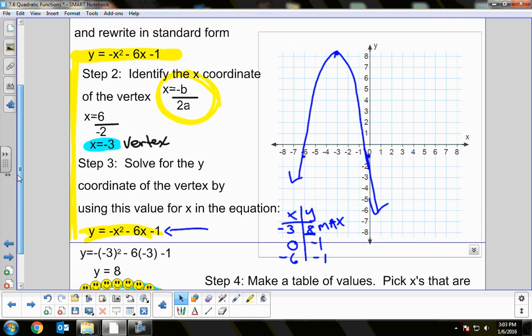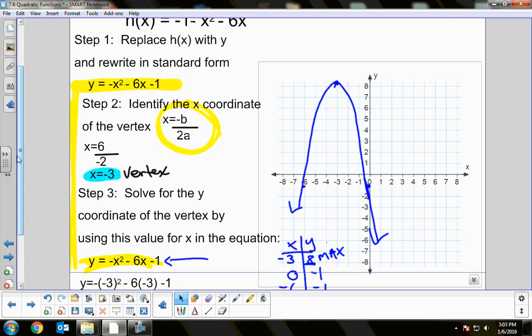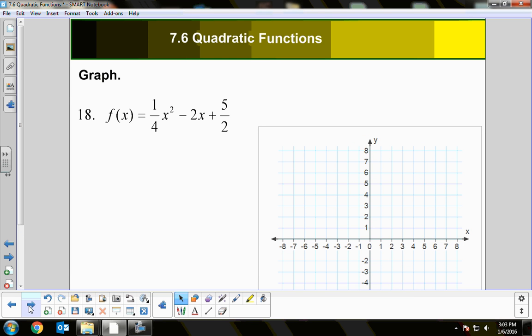Now I knew that this parabola, by the way, turned down. It's the same rules about a. A is the coefficient before the x squared. It's like having a negative 1 there, and that of course meant my parabola was going to go down, and it does. Okay, let's do another one.